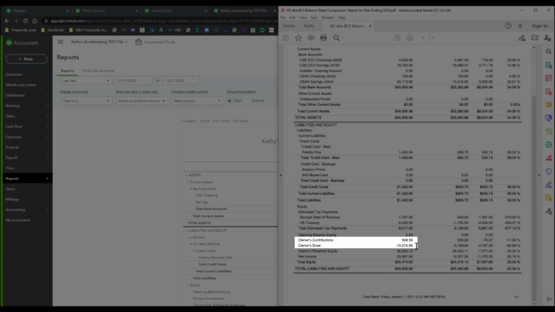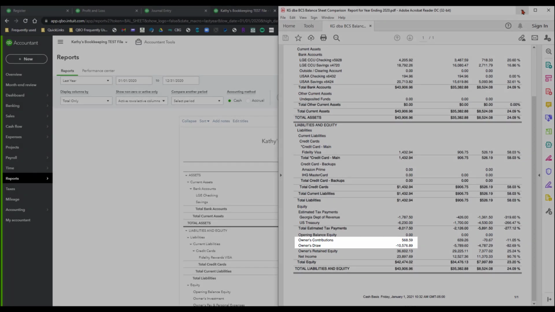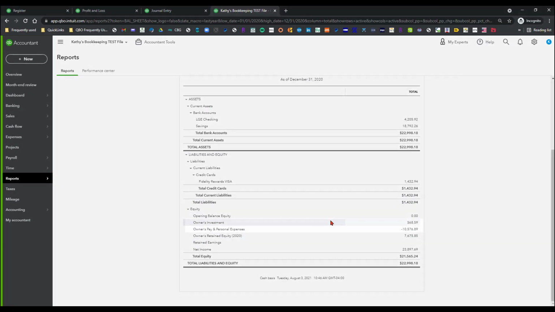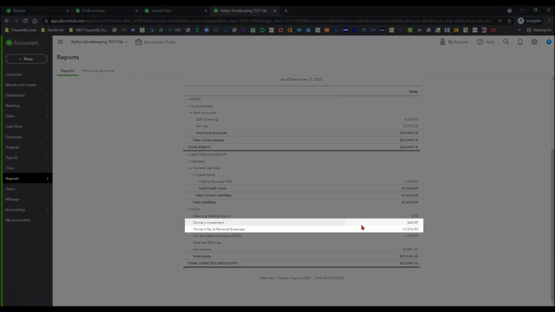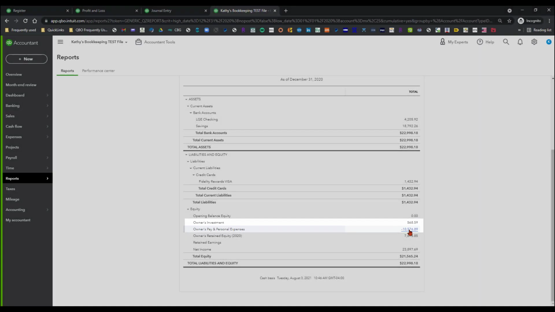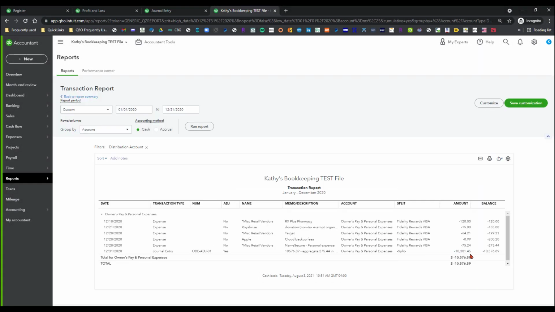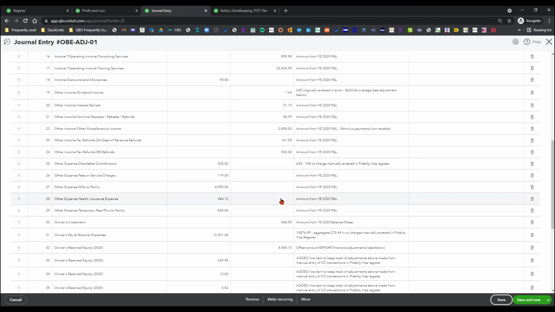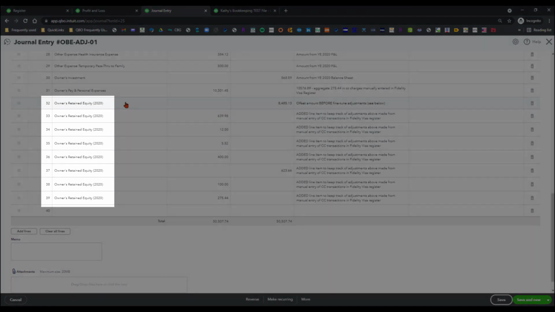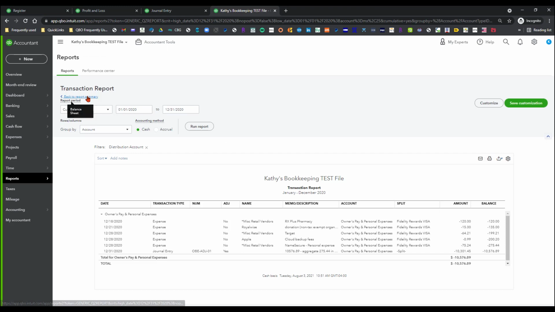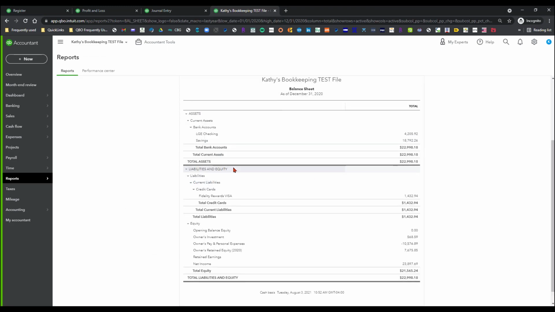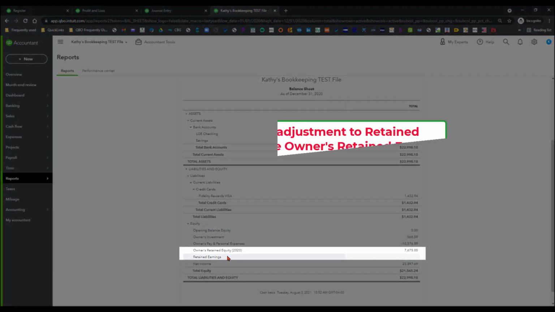So when we go back and look at that, you'll see that those numbers are the same. If I click through on that, you'll see where I had to make that adjustment in the amount, and that goes back to that general journal entry. Going back to that entry that I have up here, you can see that I created what we call an owner's retained equity account, and I did that because I wanted to keep this clean at the end of the year, because I didn't want to do anything with the retained earnings.